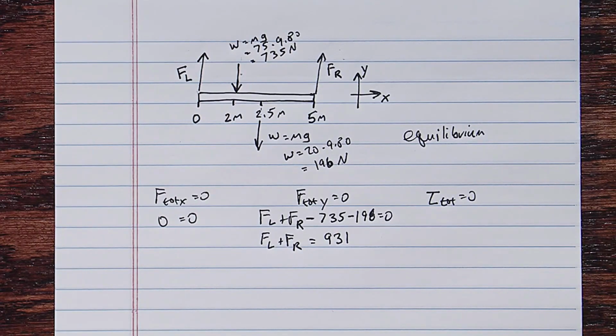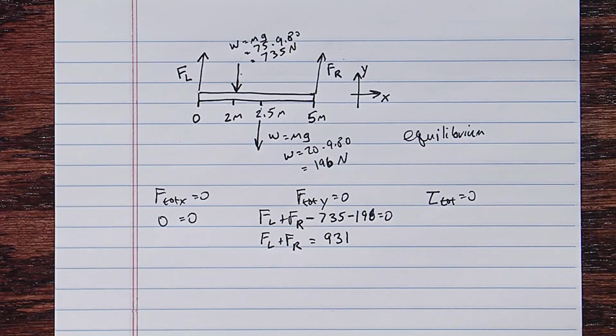To use our torque equation, however, we have to choose a pivot point, which can be any point. To be most useful, we should put the pivot point at the location of an unknown force. The reason is that this will eliminate one of our forces, one of our torques, I should say.